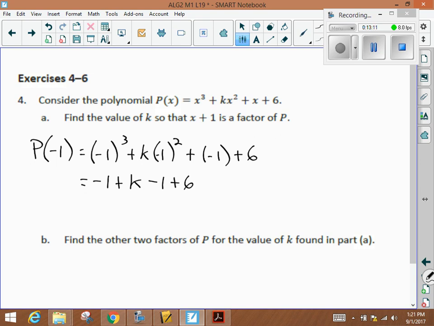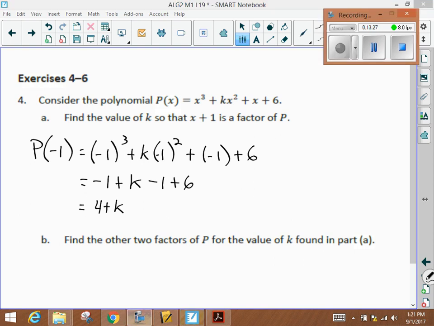All right. Okay, let's go ahead and combine like terms here. So -1 plus -1 is -2. And we're going to add that to 6. So we'll wind up with 4 plus k. Okay, all right. So our remainder is 4 plus k. Kind of crazy, right?